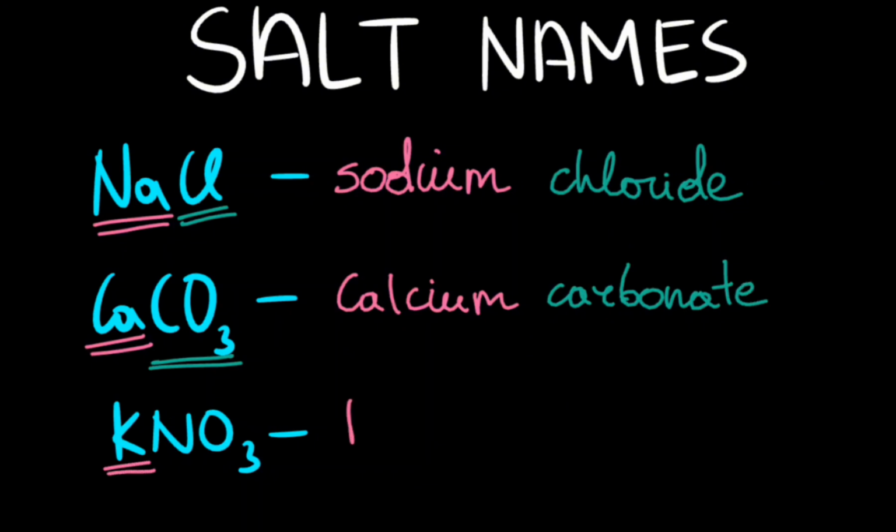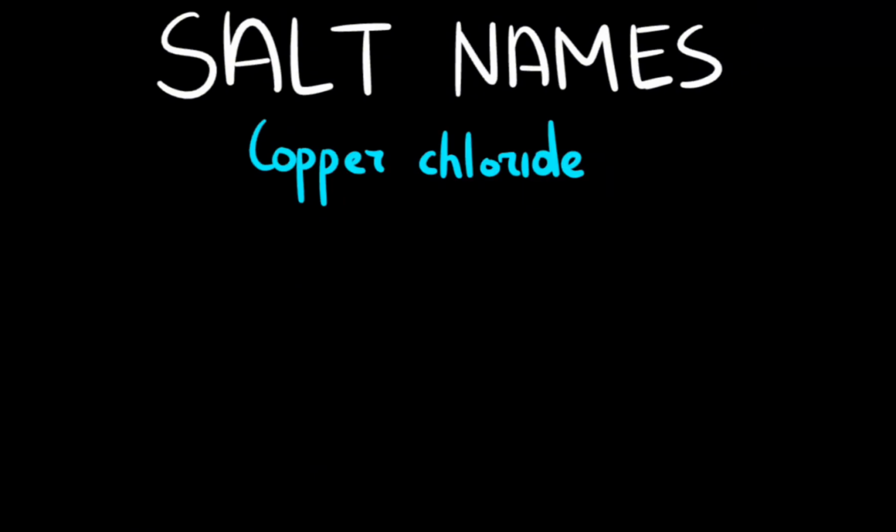Lastly, in KNO3 we have potassium and nitrate ions. So the salt name is potassium nitrate. However, sometimes we need to add Roman numerals when we are naming the compounds, and we do that only when our metal has multiple positive oxidation states.